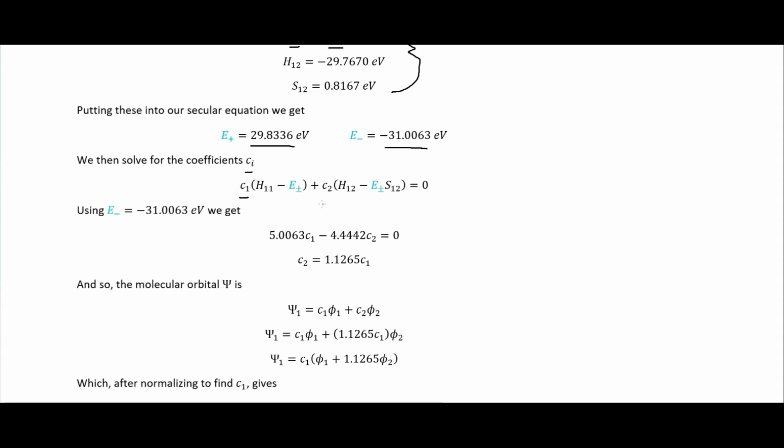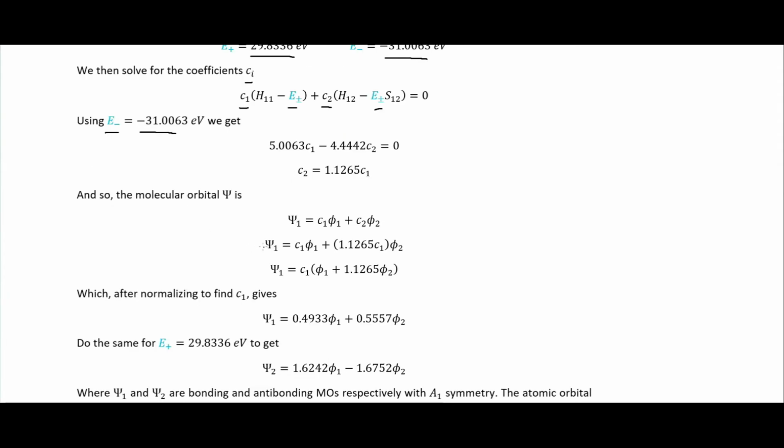So then we want to solve for our coefficients, our C1 and our C2, and we're doing it for our E plus and our E minus. When we put our E minus in there, we have the minus 31.0063 there. We solve it and we get that C2 is equal to 1.1265 times our C1.